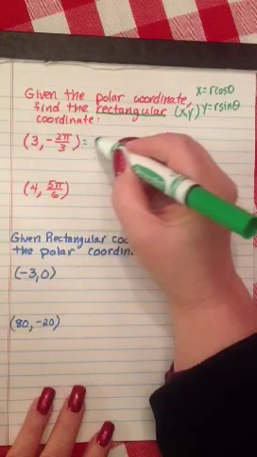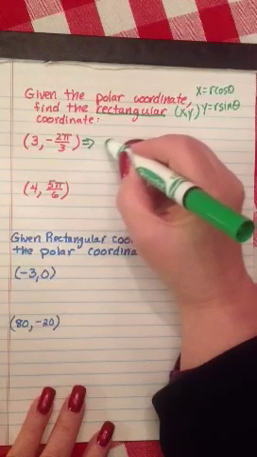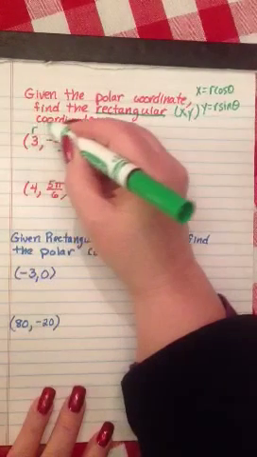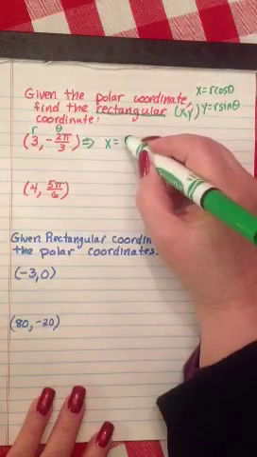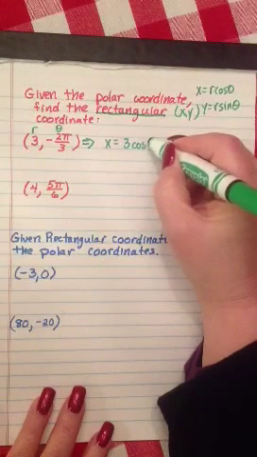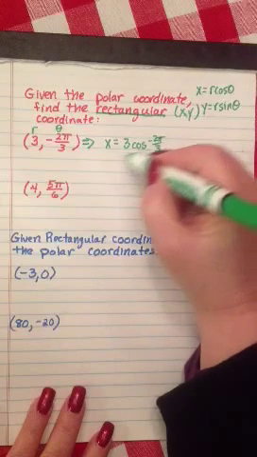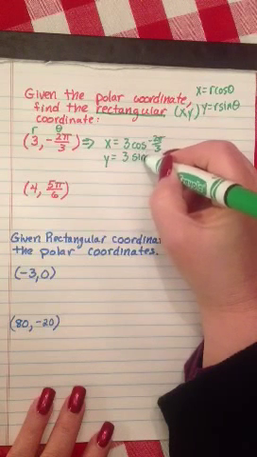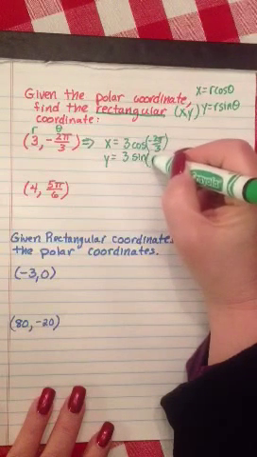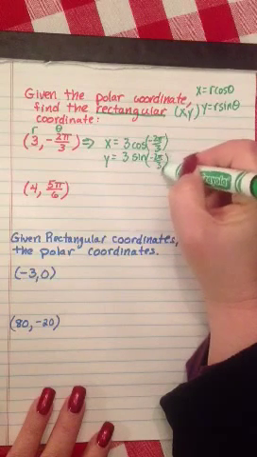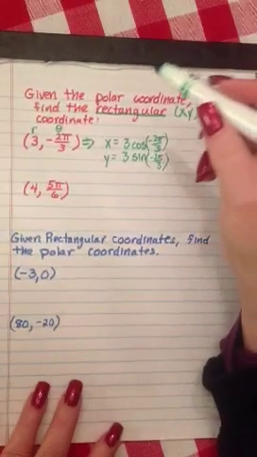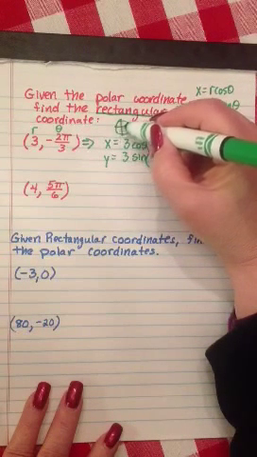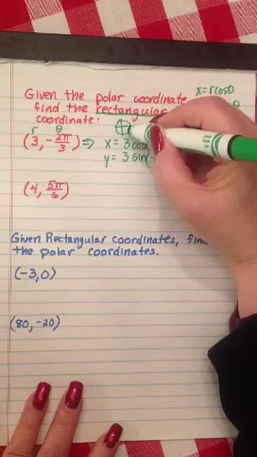And so this is going to convert to, remember that this is r and this is theta, so x would be equal to 3 times the cosine of negative 2 pi over 3, and y would be equal to 3 times the sine of negative 2 pi over 3. I believe your test kind of wants you to do it without using your calculator, but you'll have access to your calculator, so I'm going to show you both ways.